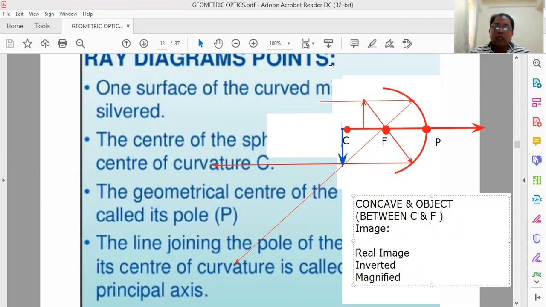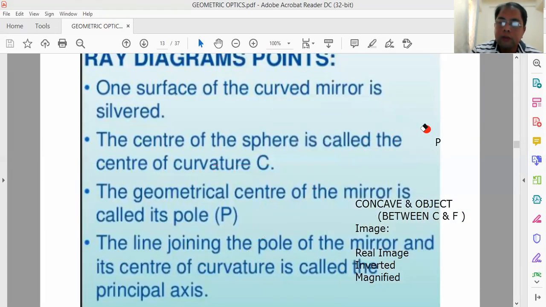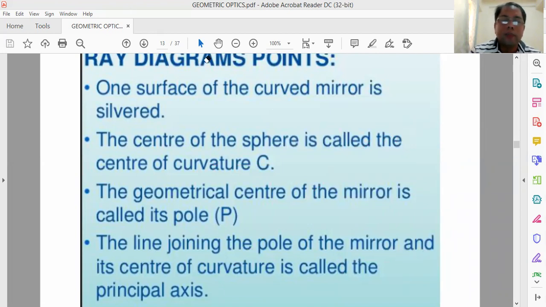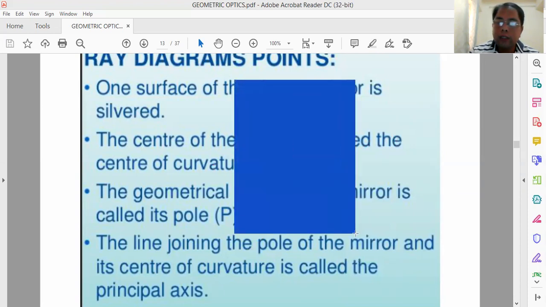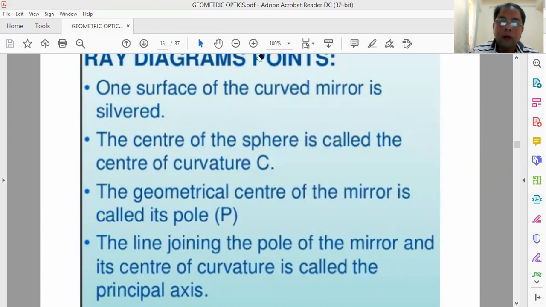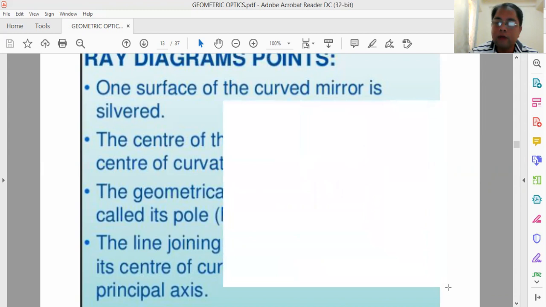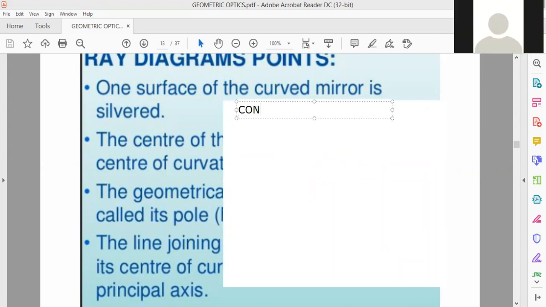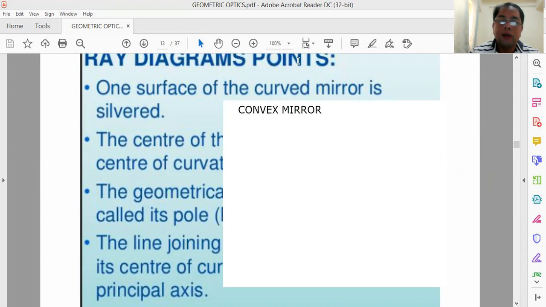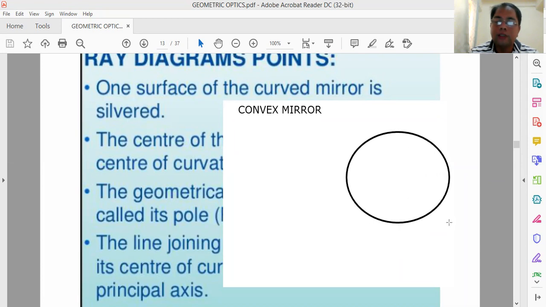Now, what about when we deal with a convex mirror? Let me erase this. If you look at a convex mirror, what does it look like? So let's have a convex mirror this time. We will have the position of our convex mirror. If we are standing in front of it, the curved part is facing you.